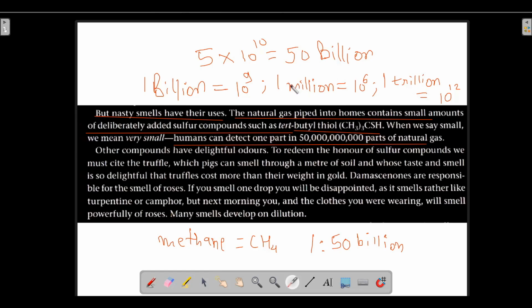This particular description will come again and again. So you must be acquainted with these terms: 1 million means 10 to the power 6, 1 billion means 10 to the power 9, 1 trillion means 10 to the power 12.